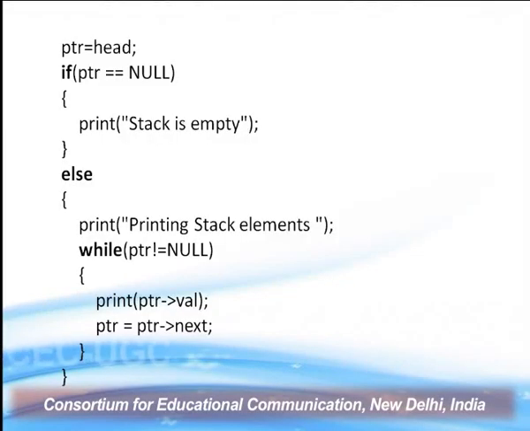So coding-wise, while PTR is not equal to null, print PTR data, and then PTR equals PTR next. That means while your PTR has not come to null, you print the value of the data element pointed to by PTR and then shift PTR to the next element in the list. In this way traversal can be done, but we need to be very careful to check whether your stack is initially empty or not.